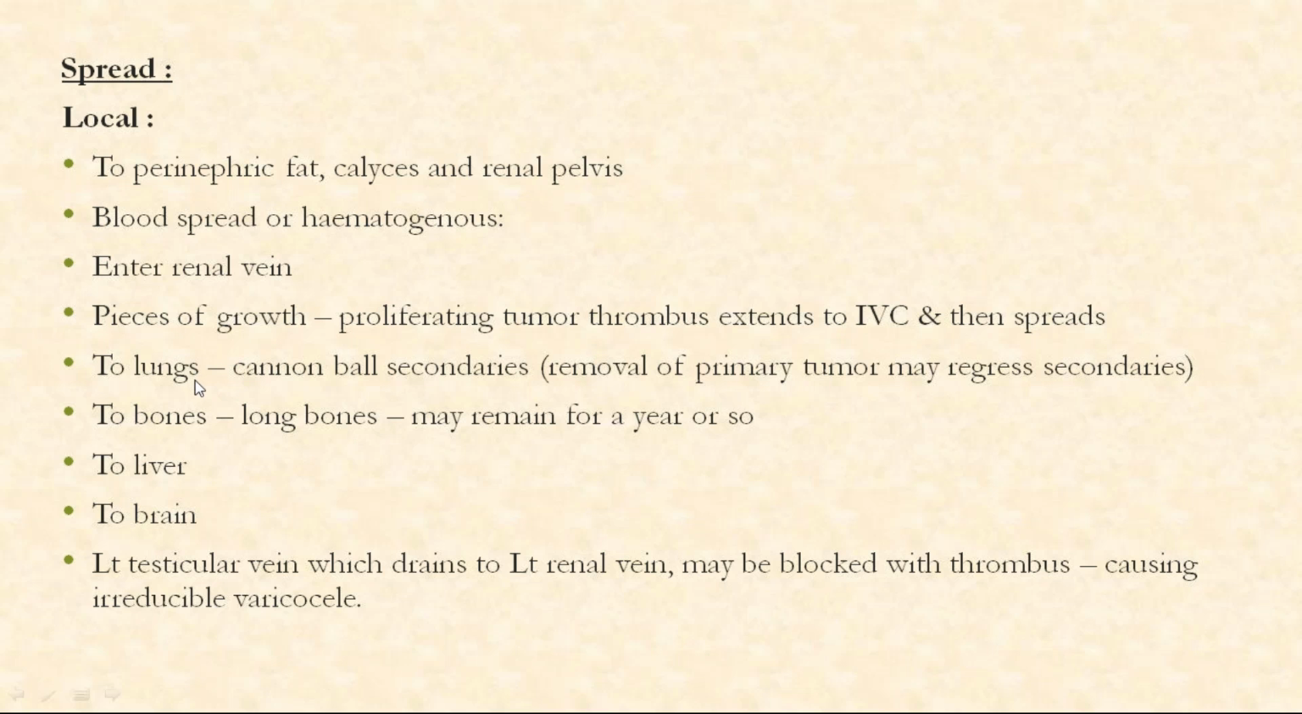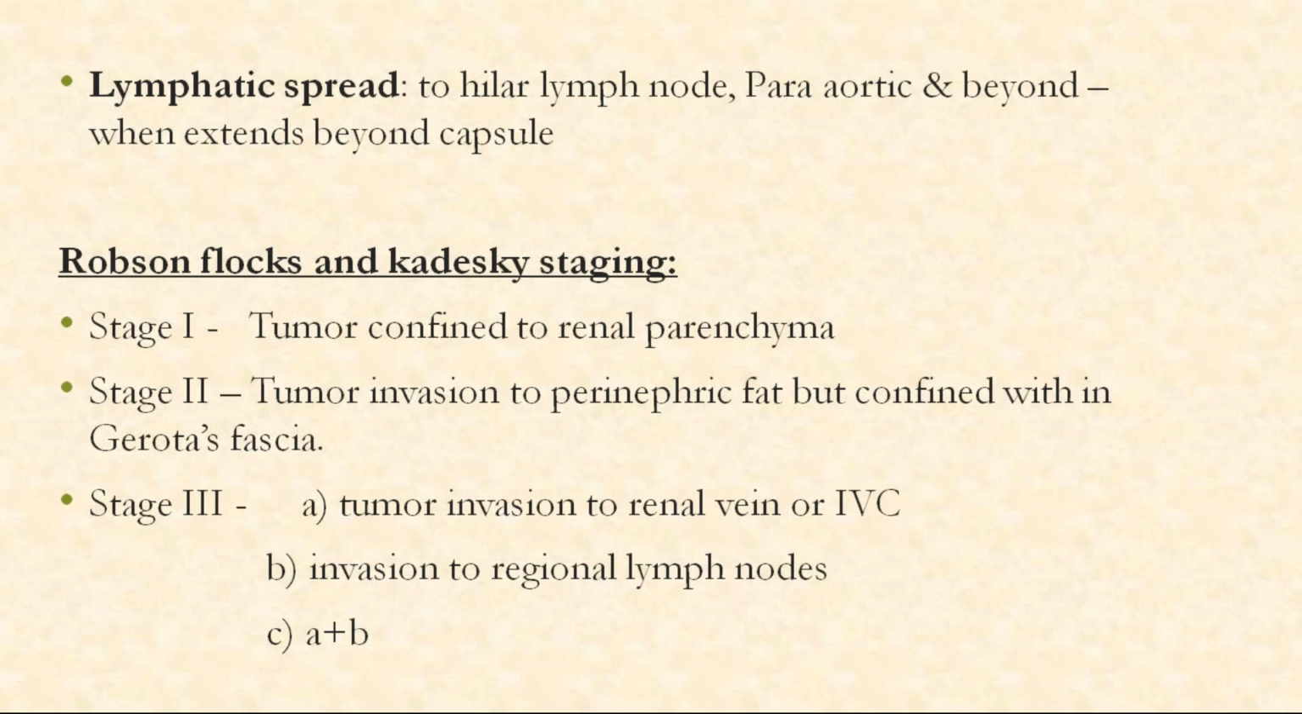If it goes to the lungs, it produces cannonball secondaries in the lung. It may go to the liver also. It may go to the brain also. Lymphatic spread occurs to the hilar lymph nodes and para-aortic lymph nodes. Depending upon the spread of the tumor, it is divided into 3 stages: stage 1, stage 2, and stage 3. This classification is called Robson, Flocks, and Kadesky staging.